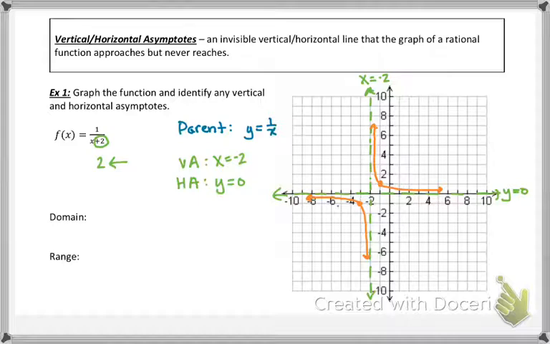Okay, and then my domain. So this is the domain for the entire graph. Remember, for domain, we read our graph from left to right. So starting on the left, it seems like the arrows indicate that my graph keeps going to the left.